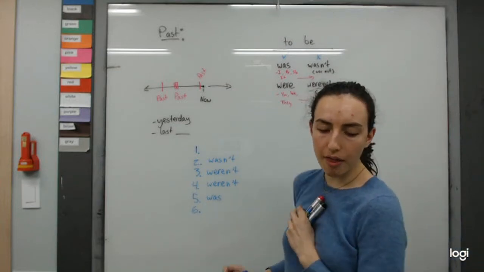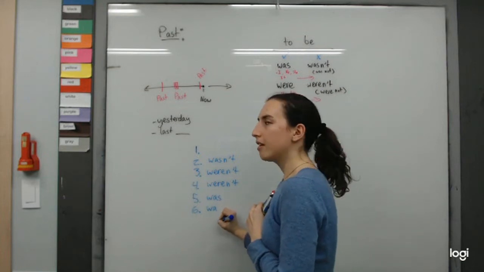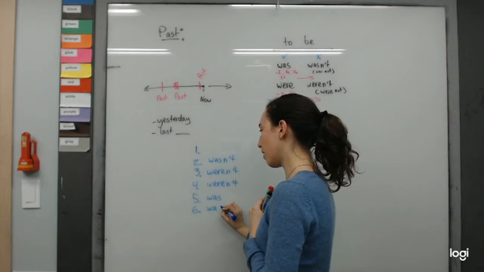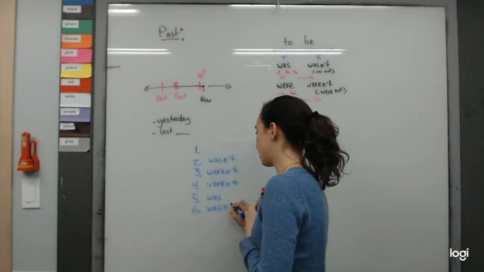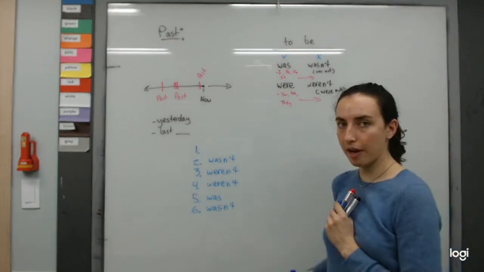Number 6, the weather, very good. It was wet and windy. Wet and windy, if you think wet and windy is very good, you can write was. If you think wet and windy is not good, write wasn't. Okay? Weather is one thing, so we use was. Okay?